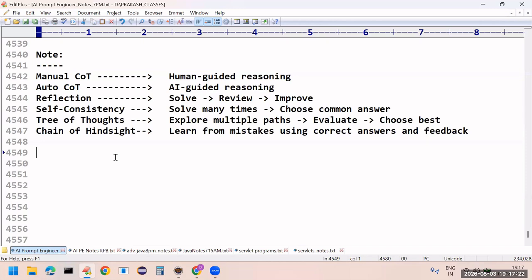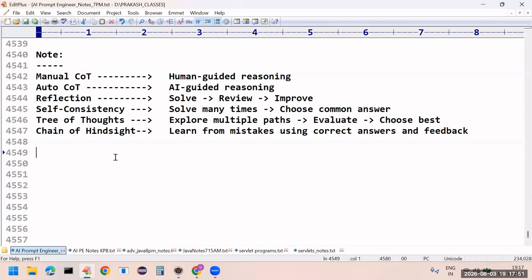Next, reflection prompting, where I give a problem, and for that problem some review is done automatically. Based on that review, we can expect an improved version. Self consistency: we solve the problem many times, and the majority voting answer is selected.